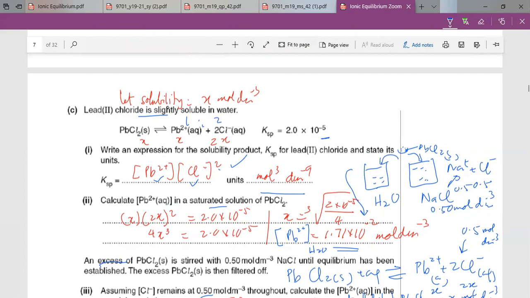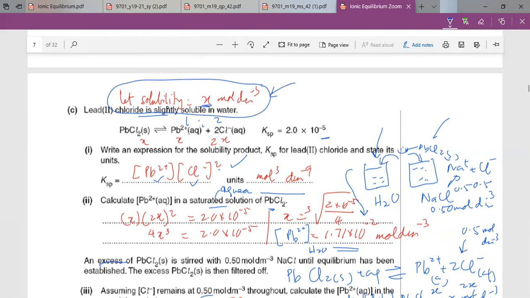Now, calculate the Pb2+ concentration in the solution of PbCl2. That means in water. This one here is aqueous. So this is the first part. I draw 2 because this is the second part. So in water you put inside here. Again you put let the solubility be x. Remember I told you always use this thing here. Start with this one. Don't be like a hard-headed cow and skip this. Always start with this because this is very important.